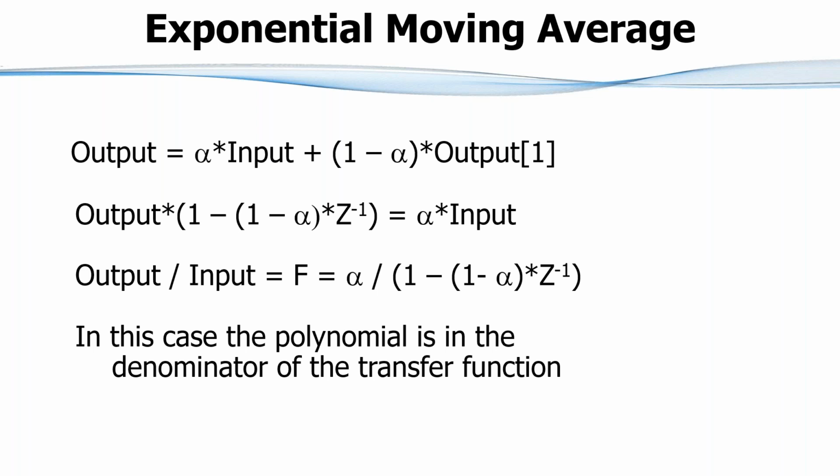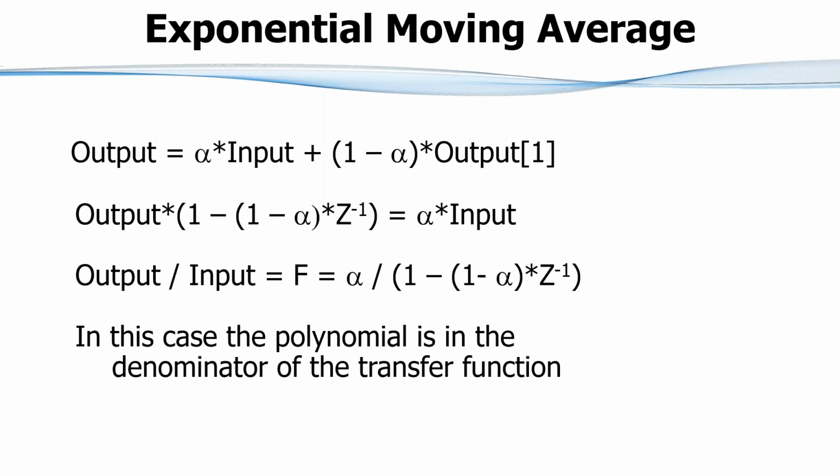And so we have a transfer function that has no polynomial in the numerator, but only 1 in the denominator. And this is called an infinite impulse response kind of filter, because in principle, it goes back in history to infinity. That is, today's calculation is dependent upon yesterday's calculation, and yesterday's calculation is dependent upon the calculation the day before, and so on. So it goes back to infinity.